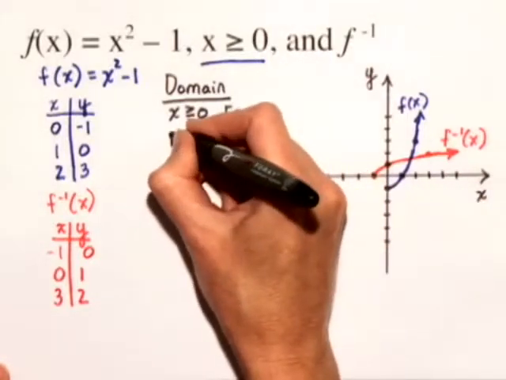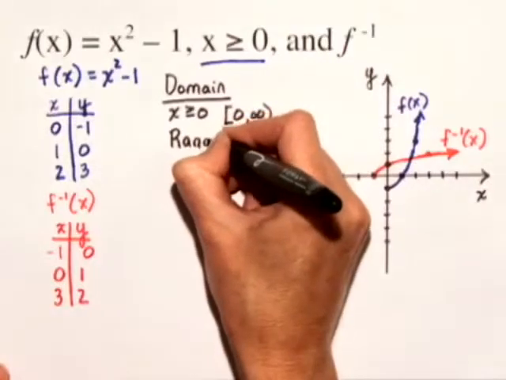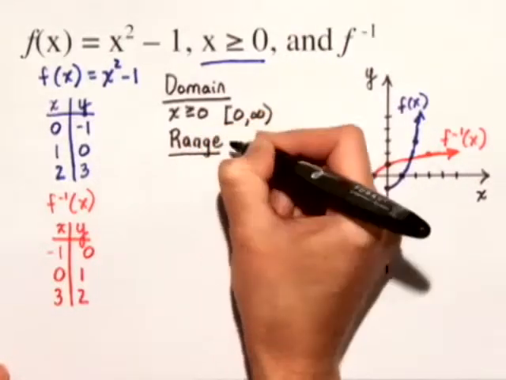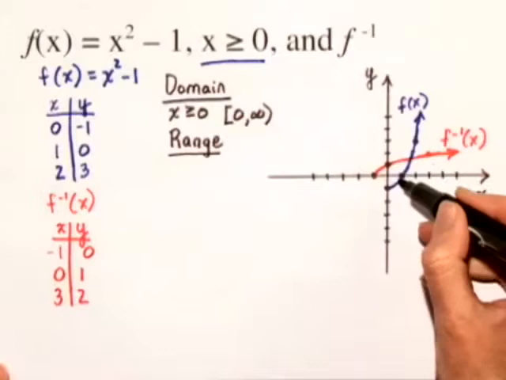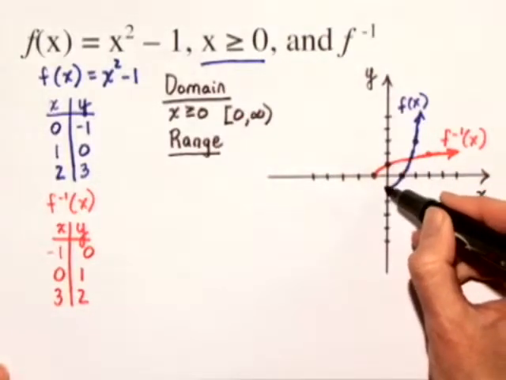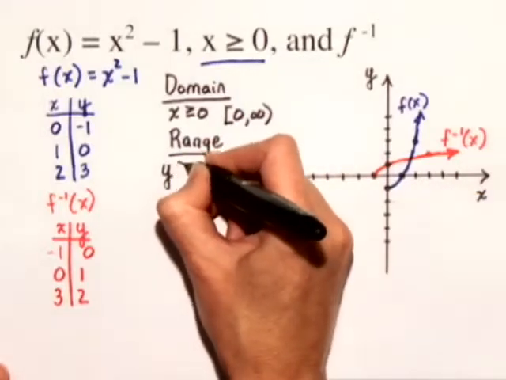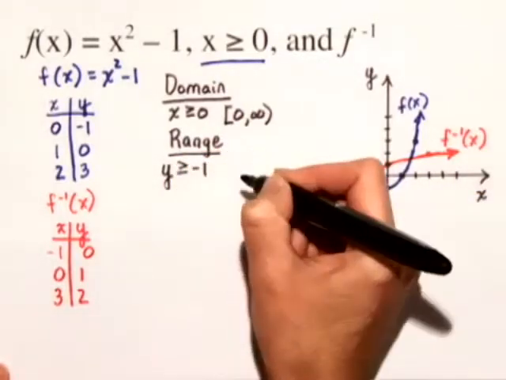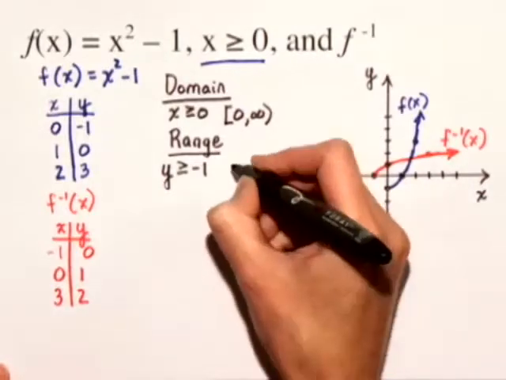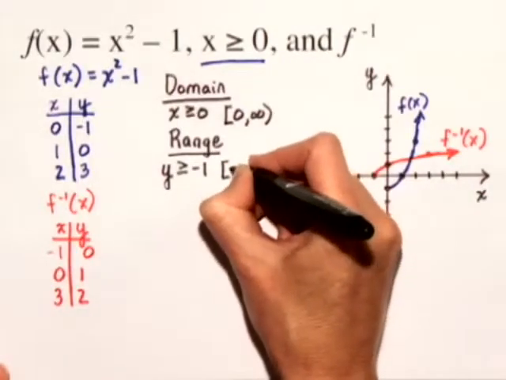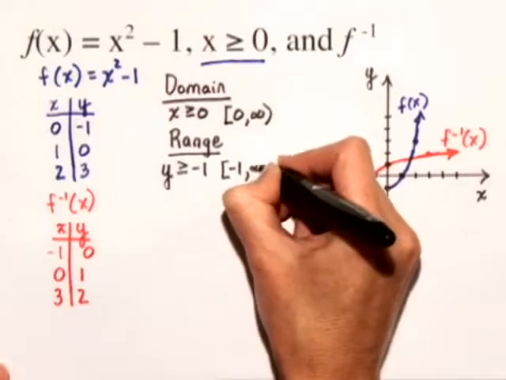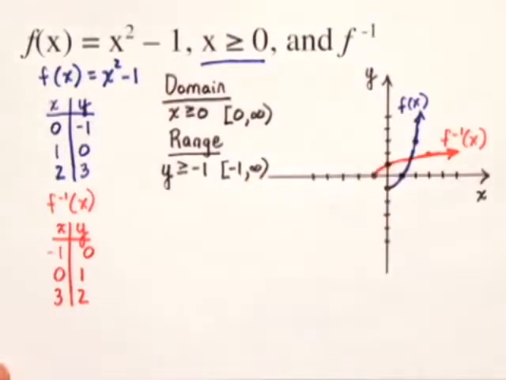In the range, remember the range means what y values do we have on this graph? Well, let's look at this graph in blue. Notice that the lowest y value I ever see occurs right here at the point 0, comma, negative 1. Therefore, the y values are such that y is greater than or equal to the value negative 1. And in interval notation, that will simply look like negative 1 to positive infinity.